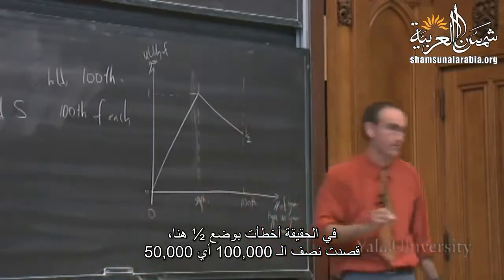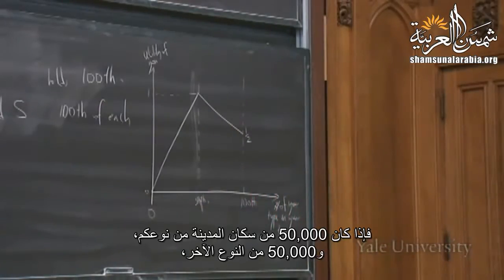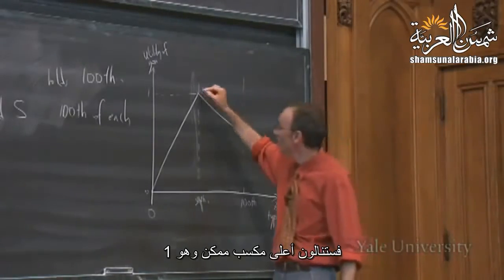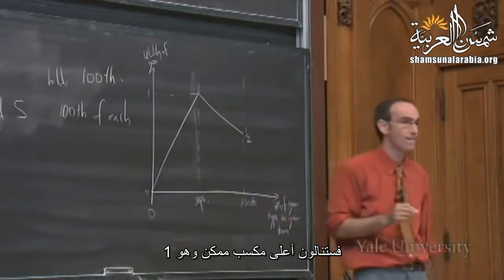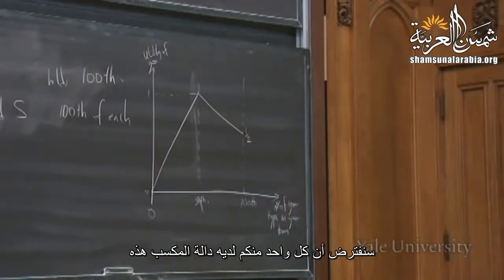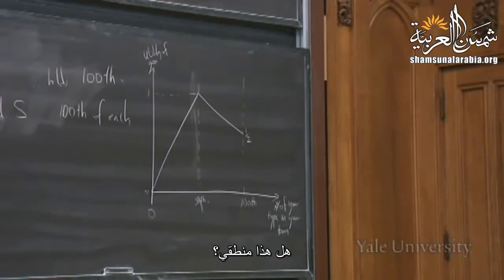It's 50,000. So if 50,000 of the people in the town are your type and 50,000 are the other type, then you get the highest possible payoff, which is 1. We're going to assume that each and every one of you has this payoff. Does that make sense?